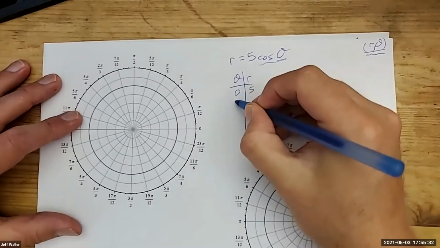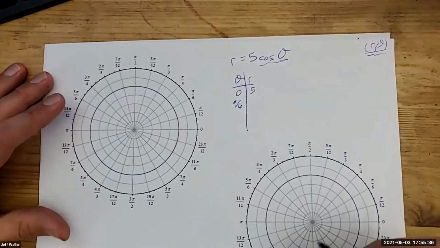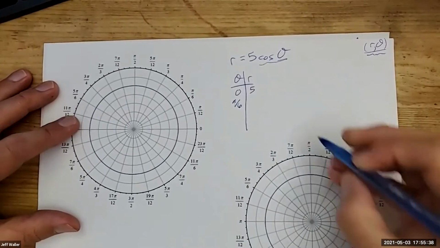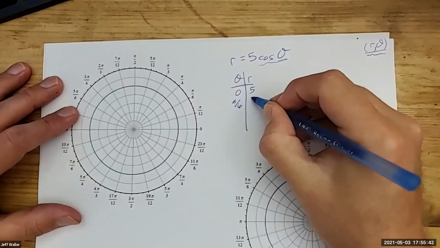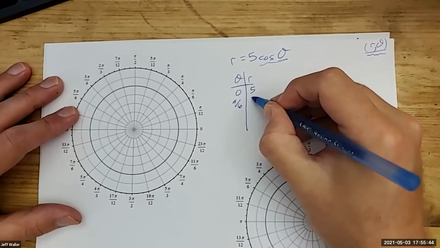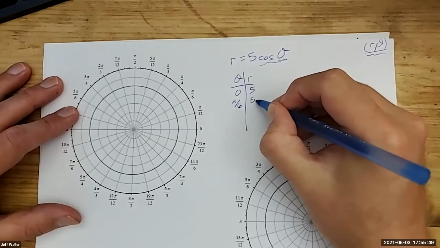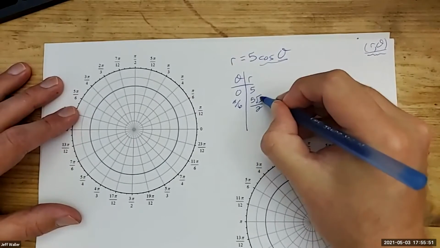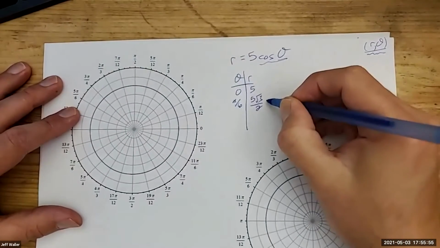Five. Yes, because cosine of 0 is 1, times 5 is 5. All right. What about pi over 6? 5 rad 3 over 2, right? I don't know if that's what you said. I might have misheard you.